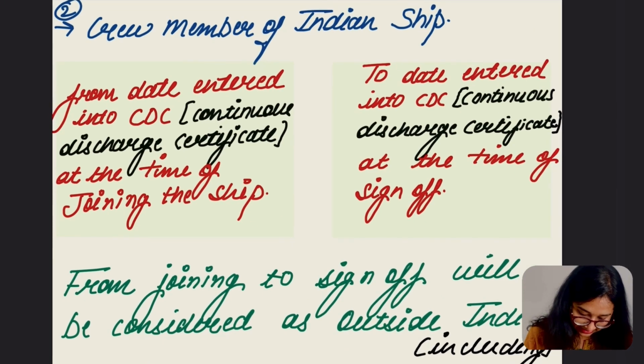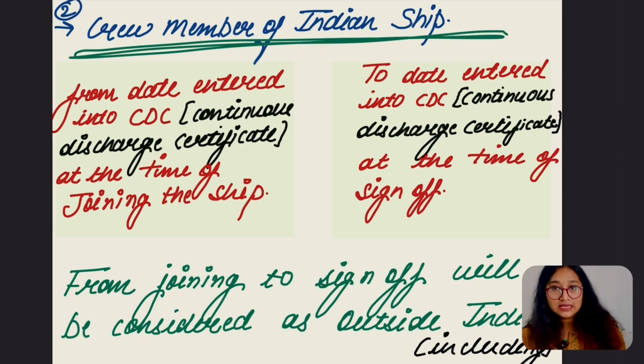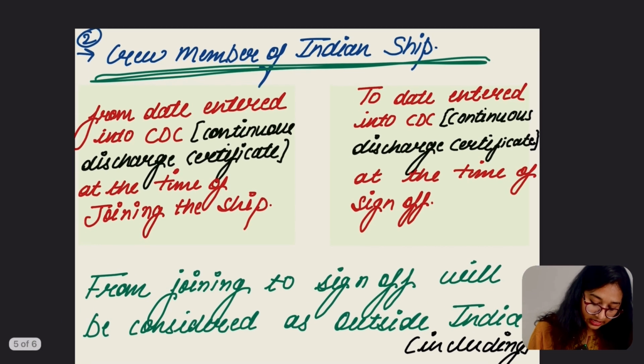Let's go for the second. Remember about the crew member of Indian ship? For these 3 conditions, remember we have to follow only one basic condition. They were not having the option, which was more than 182 days. Remember? So let's go for it again.